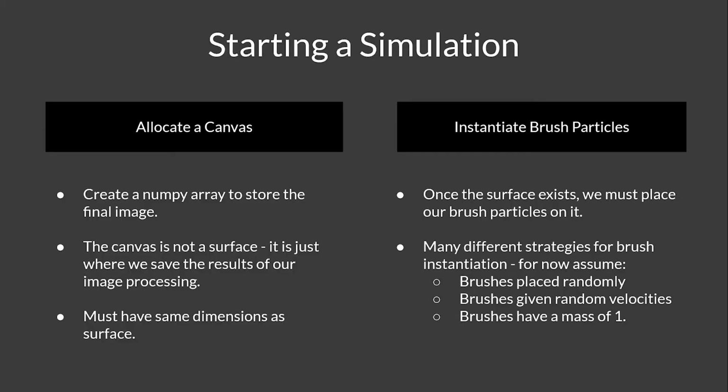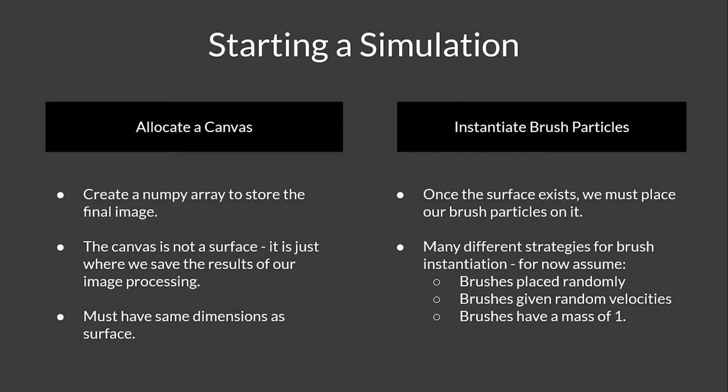Now, before we start a simulation, we have to do two things. We need to first allocate a canvas. A canvas is just a basic, simple NumPy array where we can store the results of our image processing. It is not a surface. I need to reiterate that a canvas is not a surface. It is simply where we save the results of our processing. However, the canvas does need to have the exact same dimensions of the surface so that there can be a one-to-one mapping between the two.